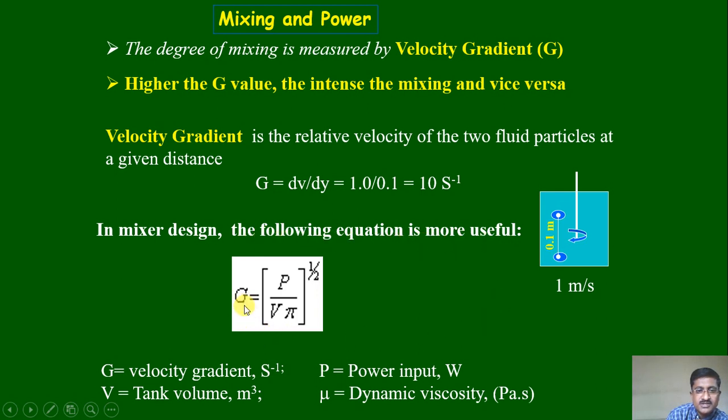In mixer design, the following equation is more useful. You can see this equation is given as G is equal to, in brackets, P divided by V into mu, raised to half, where G is the velocity gradient which is per second, P is the power input in watt, V is the tank volume in meter cube, and mu is the dynamic viscosity in Pascal second.